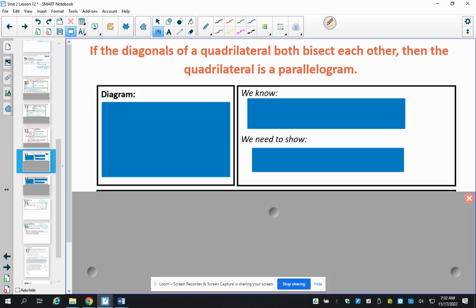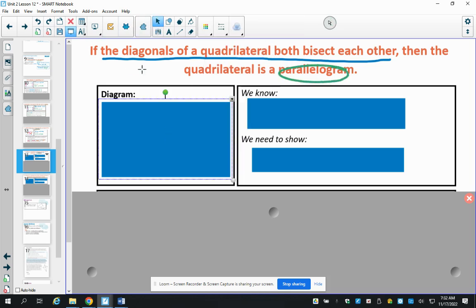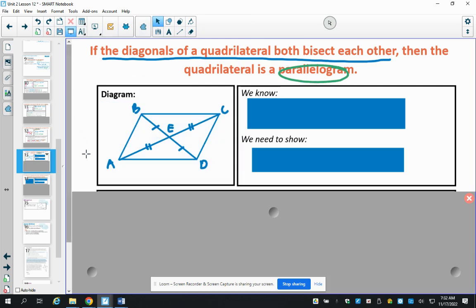All right, third statement, well, kind of fourth statement. If the diagonals of a quadrilateral both bisect each other, then the quadrilateral is a parallelogram. So looking at what we know, we're going to draw a picture based on that. So we're going to have the diagonals of a quadrilateral both bisecting each other. And then we're going to be trying to prove, again, that it's a parallelogram. So let's take a look at a diagram. So we're going to draw in something that looks like a parallelogram since we're trying to prove it's a parallelogram. Diagonals in there. So label the intersection as E so that we'll be able to talk about it. And then bisecting, so marking up those pieces as congruent.